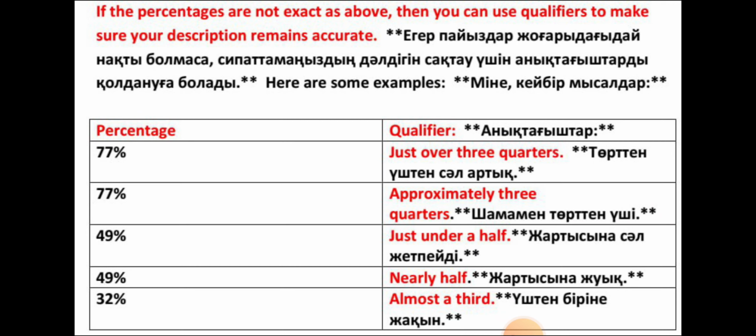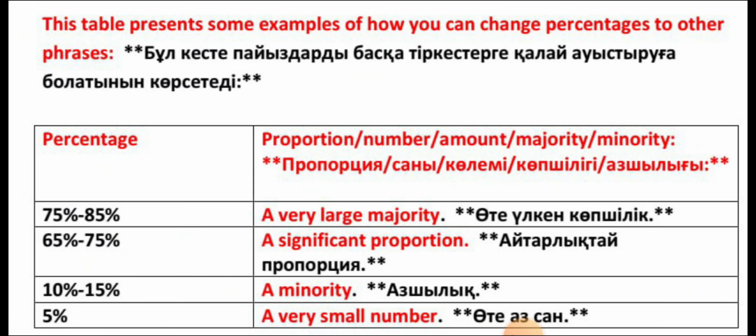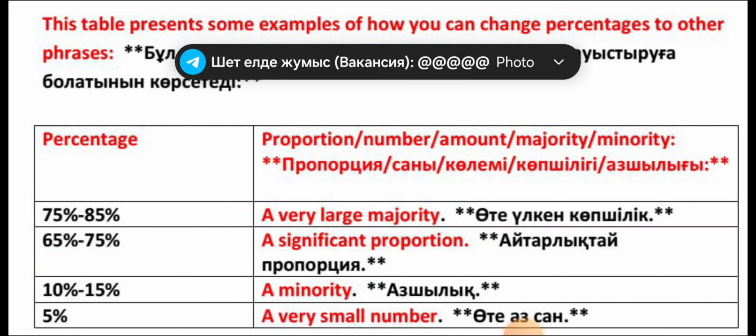Here are some examples. Just over three quarters. Approximately three quarters. Just under half. Nearly half. Almost a third. This table presents some examples of how you can change percentages to other phrases.